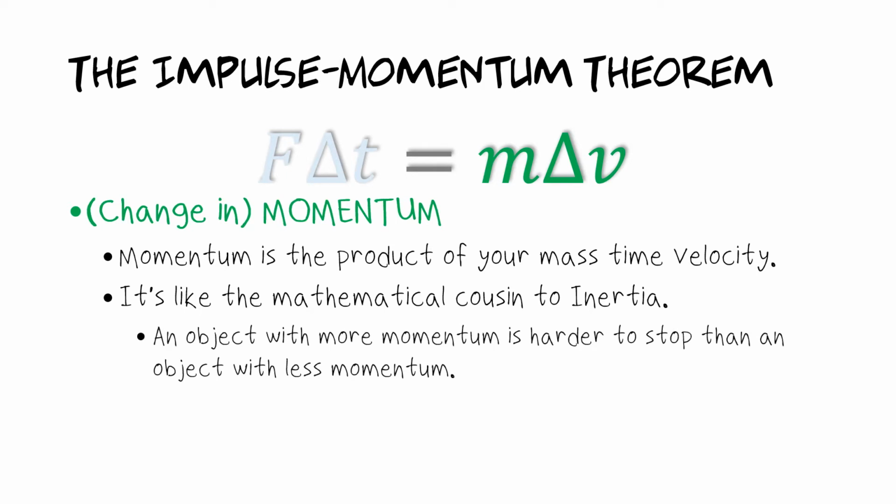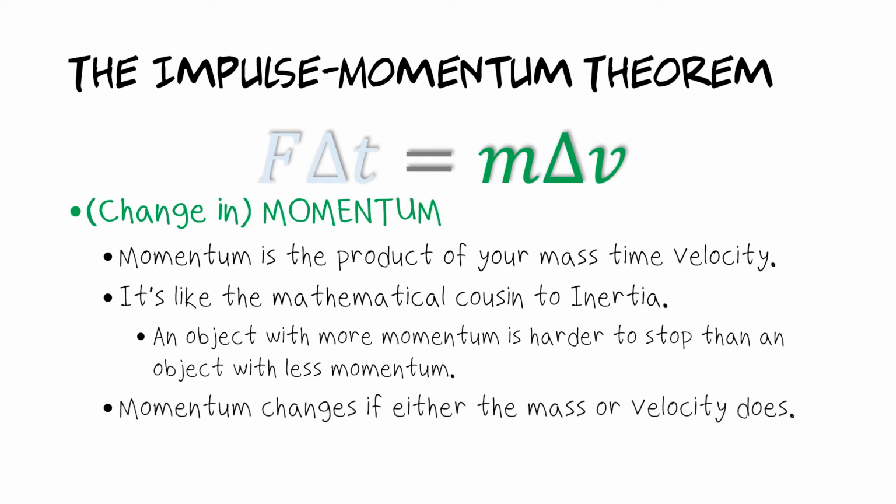And basically momentum deals with objects that are in motion, and we can sort of think of inertia as the tendency of an object to maintain its motion, whether it's in motion or at rest. Objects at rest do not have momentum, but objects at rest do have inertia. And the more momentum you have, the harder it is to stop an object. And the less momentum you have, the easier it is to stop an object.